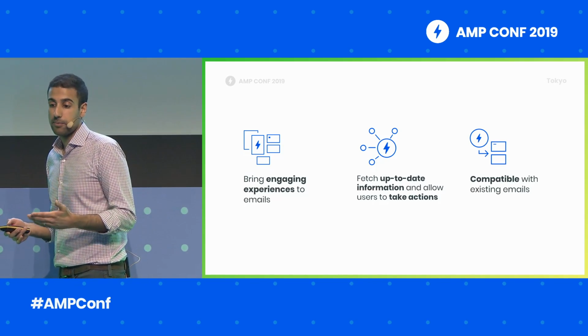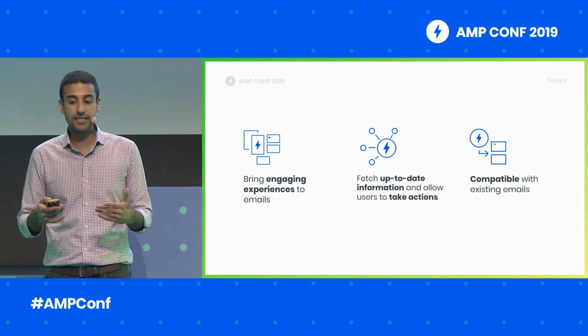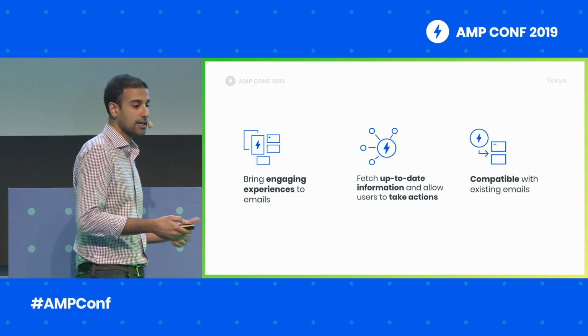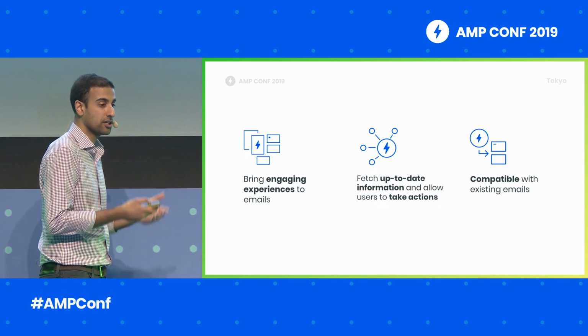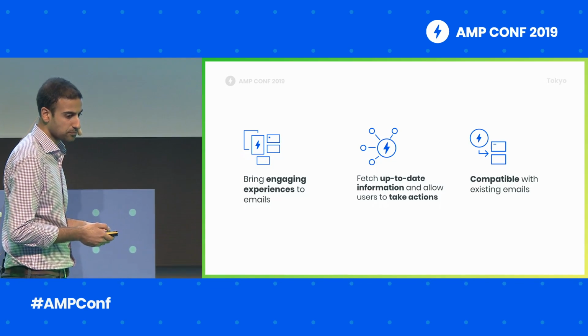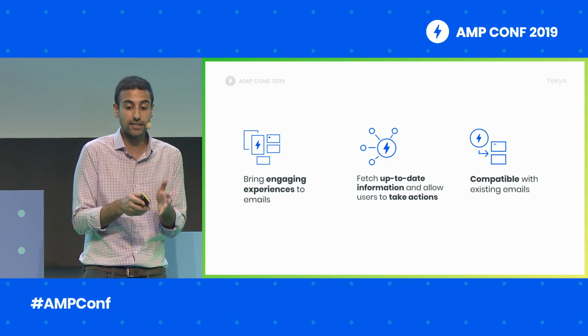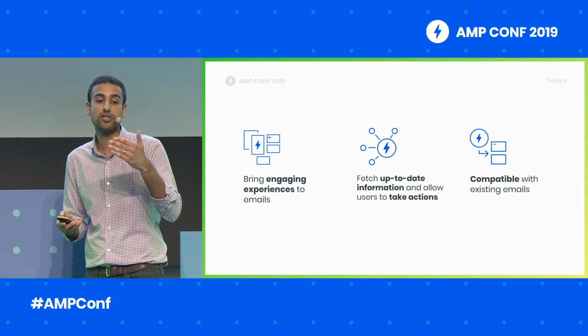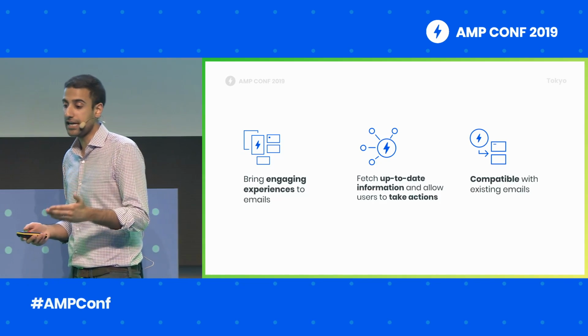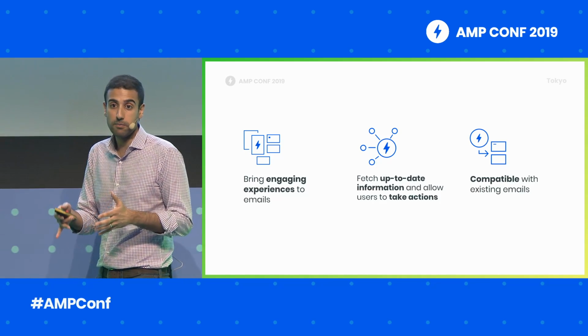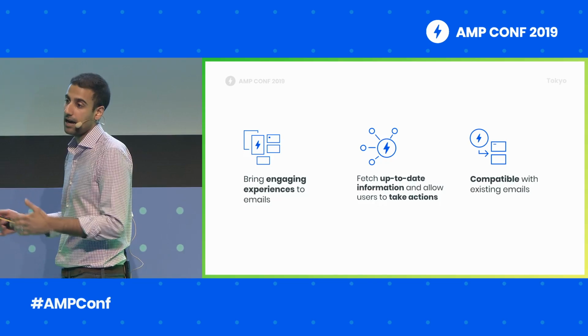Using AMP List and AMP Bind, you can keep your email messages up to date so that users are always seeing fresh content, fresh information, and accurate information when they open the message. And with components like AMP Form, users can actually take action right there inside of the message. Like they can respond to a questionnaire or an invitation, all from the email message and without opening up a new tab in their browser.